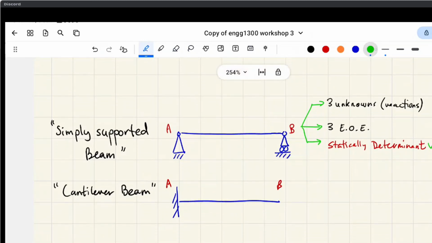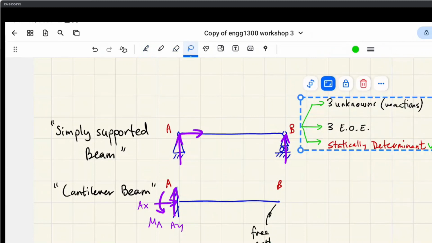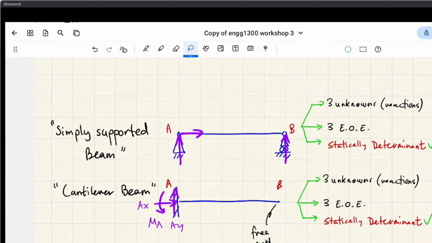So a cantilever beam, right? I'll do it in purple. So before we had these reactions. This also has three unknowns, right? Let's call it MA, AY, and AX, right? So it also has three unknowns, and this is a free end here, so it's not connected to anything. Right? And so it's the exact same thing as a simply supported beam, but it obviously has different properties.